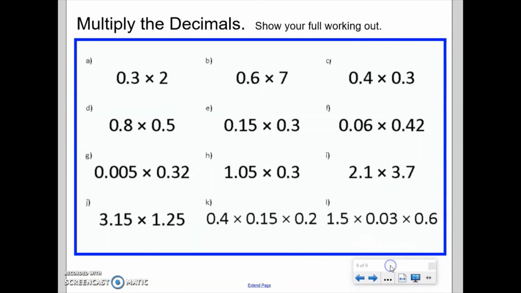Another task for you to have a go at. So I've put a set of questions on the screen. For each question, I'd like you to show me your full working out. Can you calculate the answer to each multiplication question? Could you pause the video and have a go at all the questions now?